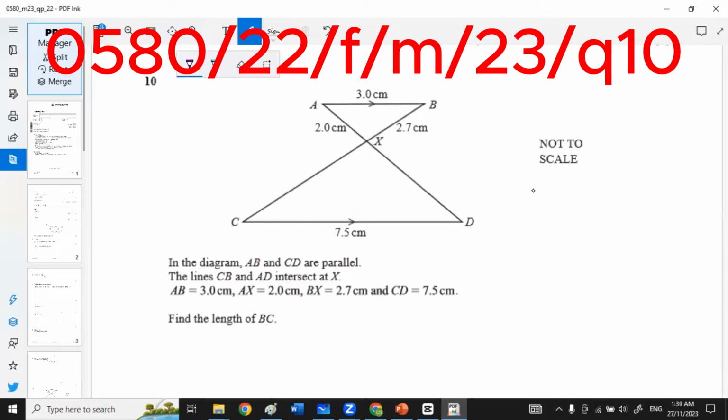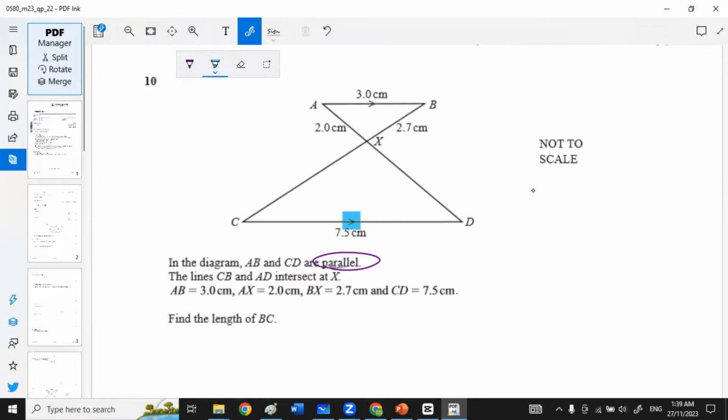Question number 10. Okay, in the diagram, A, B, C, D are parallel. So these two are parallel. Okay, if you see this kind of question, basically it's a mathematically similar question.